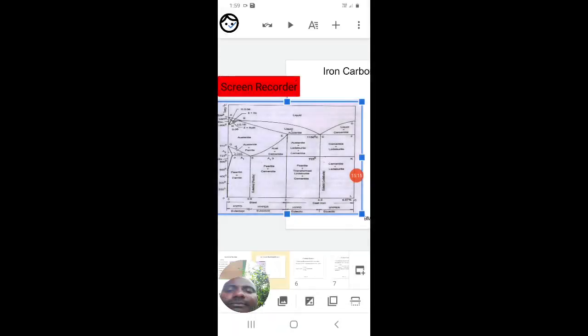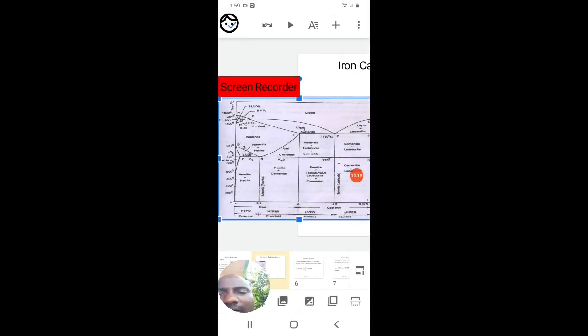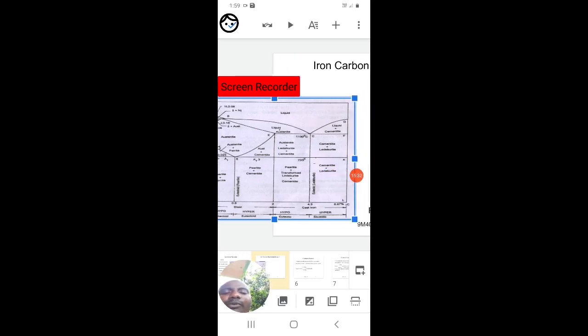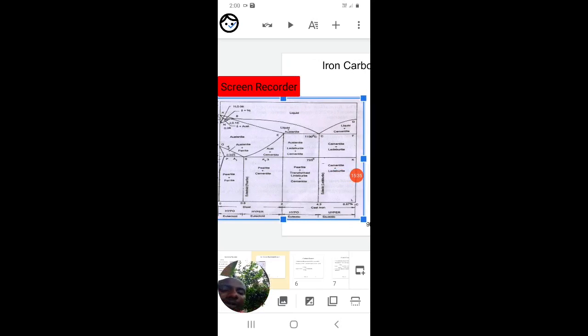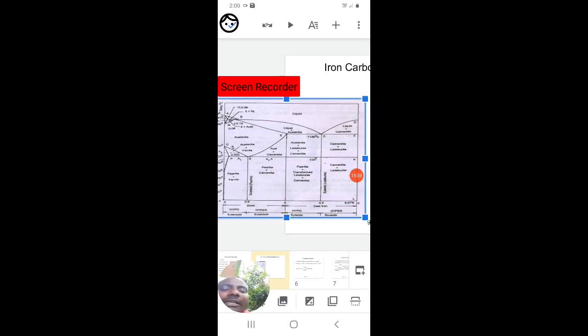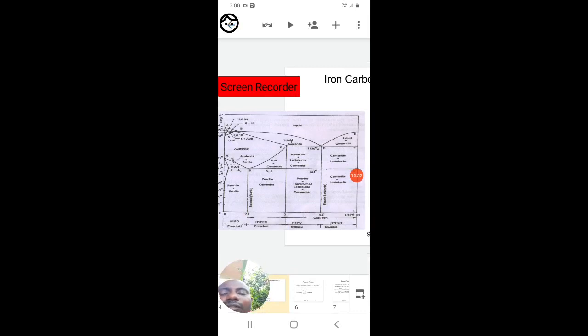So you will first construct the x-axis and y-axis. The y-axis is temperature, the x-axis is percentage of composition. The composition is also very important. You will study only 0, 0.8, 2, 4.3 and 6.67. Why do we go for these particular compositions? Because only at these particular compositions do the phase changes occur and the required phases, required structures or stable components appear.